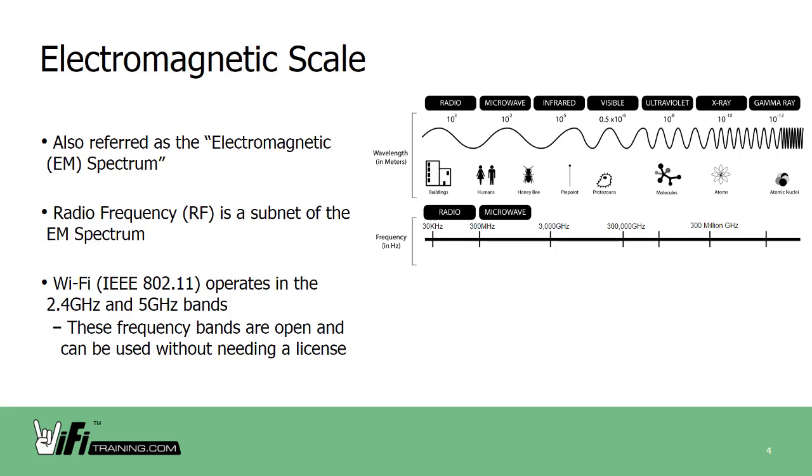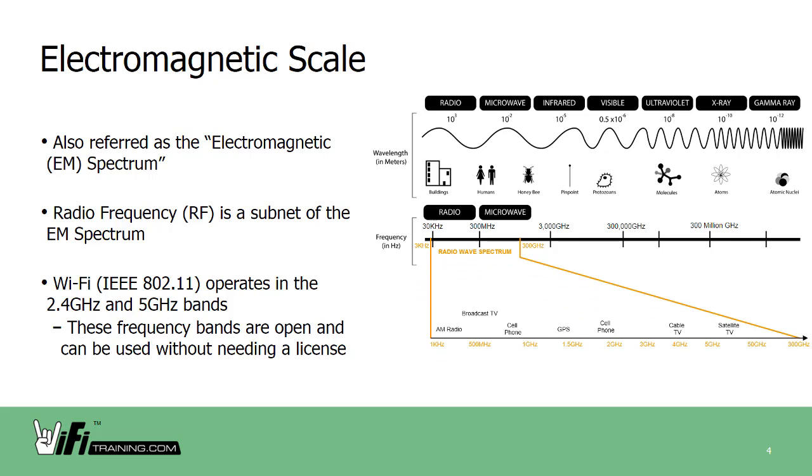Now, the section we're specifically interested in today is called the radio frequency or the radio wave spectrum, and it's outlined here in orange on the little diagram. It goes from a wave having a frequency of 3 kHz to a wave having a frequency of 300 GHz. We can see that it overlaps the radio and microwave sections of the EM spectrum. This radio wave spectrum is used by many other wireless technologies, such as AM radio, broadcast TV, cell phones, GPS, cable TV, and so on.